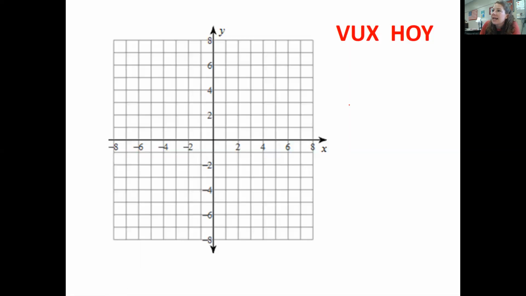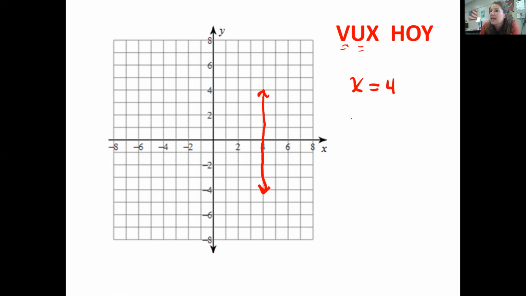So let's say I told you x equals 4. Well, do I use VUX or HOY? Obviously VUX because it has an x in it. That means I'm going to have a vertical line. It's going to have an undefined slope because there's only an x in the equation. So I'm going to come over here where x is 4, which is right there, and I'm going to make a vertical line. A vertical line anywhere on that line would go forever in both directions. So that is x equals 4.